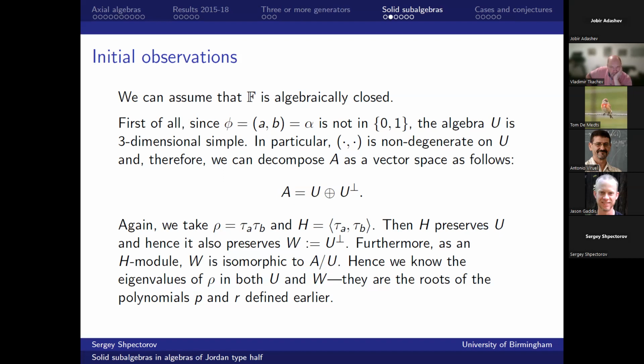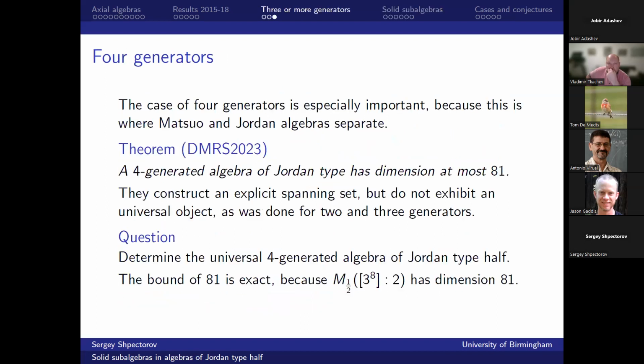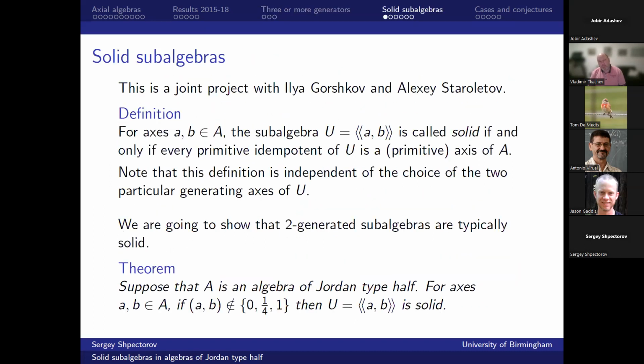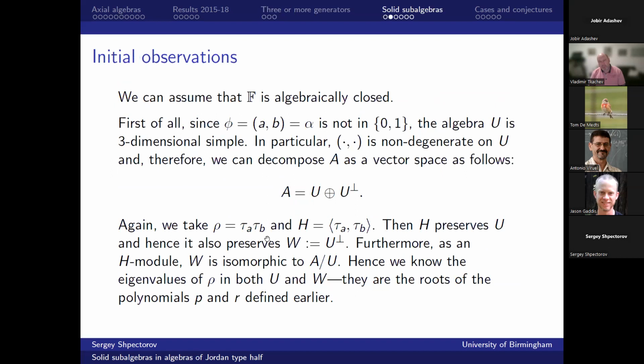And furthermore, this W is isomorphic to AU, and we can do the calculations, as I already mentioned, the calculations and the polynomials. These two polynomials, P and R, are exactly the minimal polynomials of rho, tau A, tau B in the action on U and the action on W.